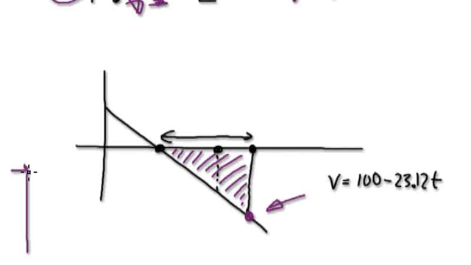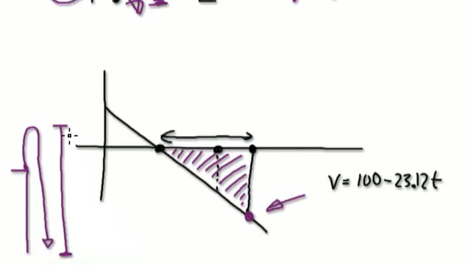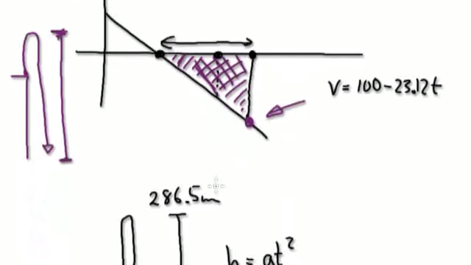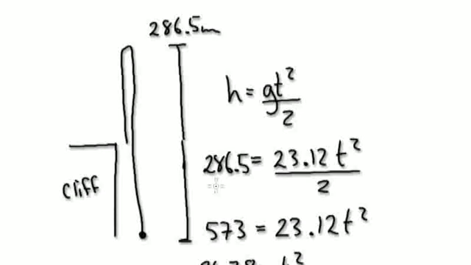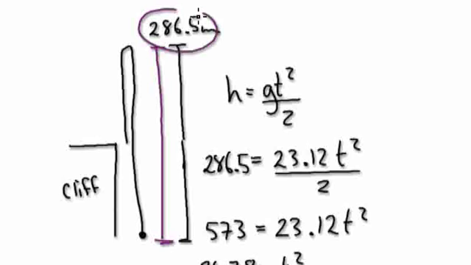So the cliff is here like this. We've just worked out this height here. Okay. Well, it turns out that this height here equals the area of this triangle here. Anyway, so we've got our total height here, which is given by this.